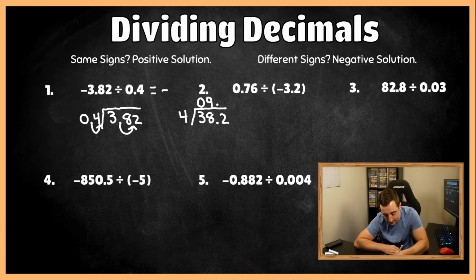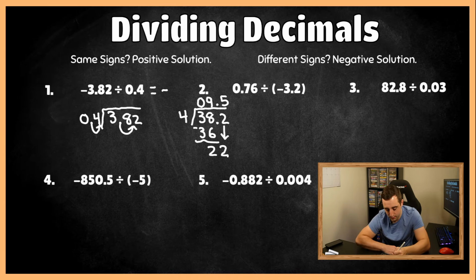So 4 times 9 is 36. We're going to subtract that from the 38 that we just used. So we get a remainder of 2. 4 does not fit into 2 at all, so we bring down the number that we still have, which is another 2. And then 4 fits into 22 5 times, and that's now going to go behind the decimal point. 4 times 5 gives us 20. We're going to get a remainder of 2.